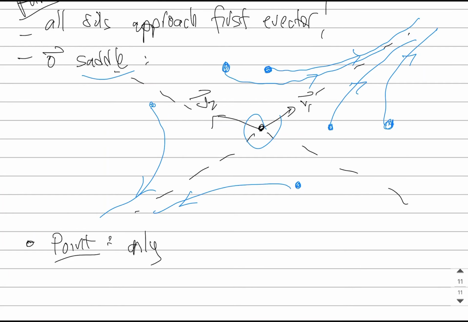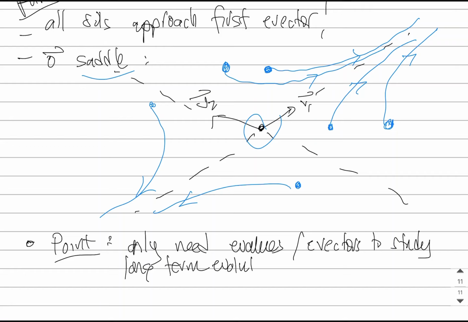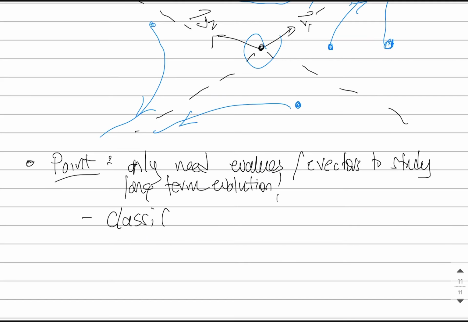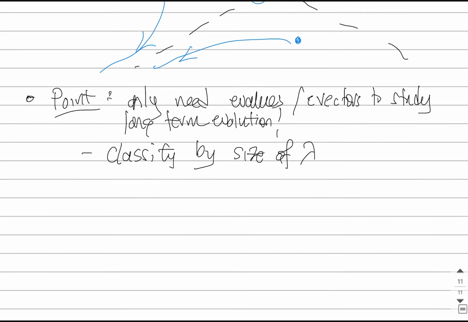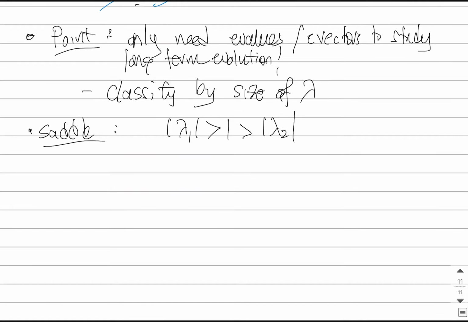We only need the eigenvalues and eigenvectors to study long-term evolution, classifying the behavior by the size of the eigenvalues. In this situation, we had what was called a saddle. A saddle occurs when one of your eigenvalues is bigger than 1 in magnitude, but the other one is smaller than 1. In this case, the larger one is the dominant eigenvector, so all the solutions will approach that dominant eigenvector.